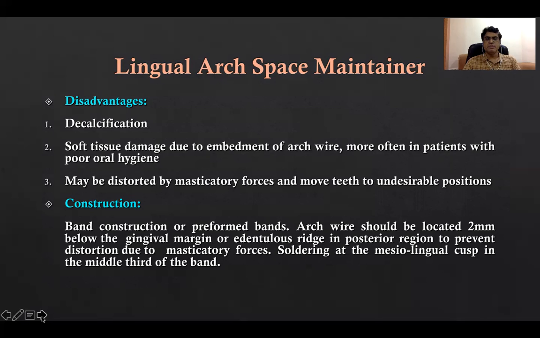Construction includes band construction or preformed bands. The archwire should be located 2 millimeters below the gingival margin of the edentulous ridge all along the posterior region to prevent distortion due to masticatory forces. As I mentioned, it should butt against the lingual surface of the anterior teeth just above the cingulum, with soldering at the mesiolingual cusp in the middle third of the band for the loop posteriorly.